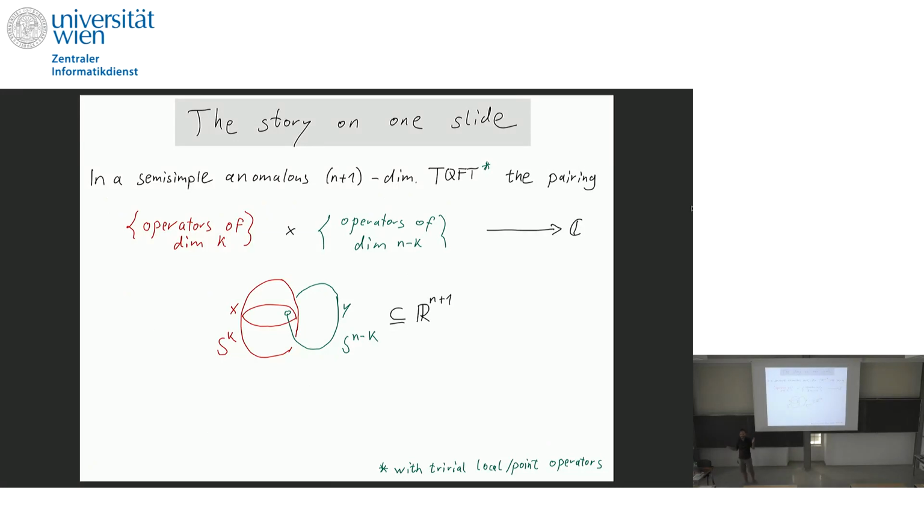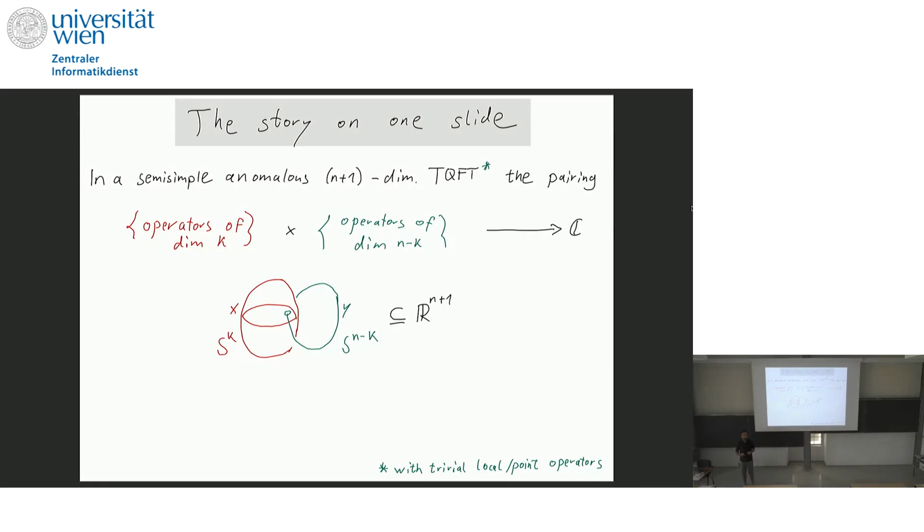Let me summarize the story on one slide. If I have a TQFT, particularly a semisimple anomalous TQFT, you will see what these adjectives mean. But a priori, if you have some TQFT, you can look at operators of dimension k. For example, operators of dimension 1 are Wilson lines, but you could have higher dimensional operators.